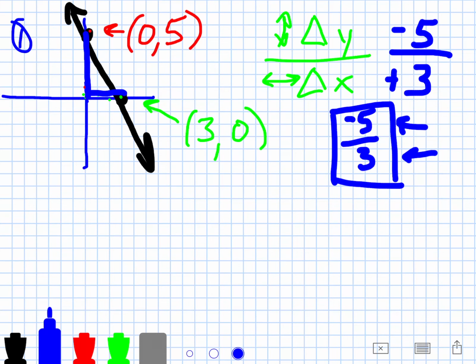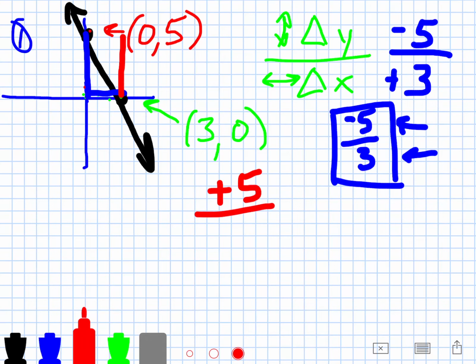Okay, so continuing from where we left off, let's try and go the other way. Let's see what happens if we start at the green dot. If I start at the green dot, what is my change in the y? Well, I would have to go up 1, 2, 3, 4, 5 spaces. And since it's up, that's a positive number, right?